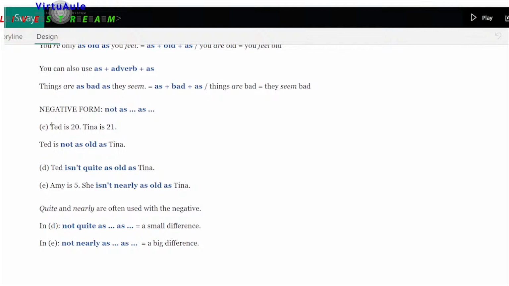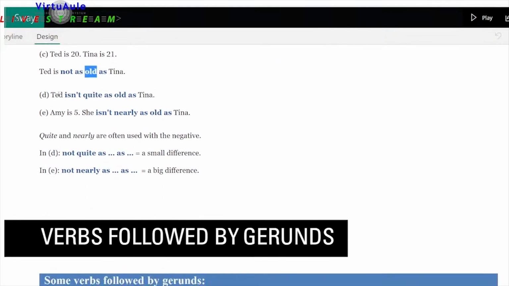Okay, Ted is 20, Tina is 21. Okay, I'm reading from C. Ted is not as old as Tina. So you can see Ted 20, Tina 21. Ted is not as old as Tina. So I am comparing Ted with Tina, and I'm using old as the adjective. So he is not as old as Tina.